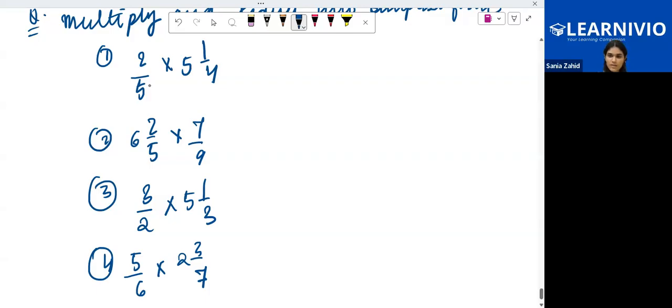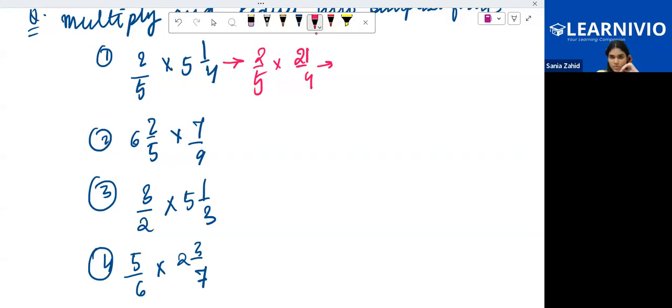Okay, what are the answers? Have Harmeen and Razan also done? Yeah, ma'am. I'm doing the third one. Okay, let's start discussing. First one, you'll have 2 into 5. What will be the improper fraction for this one? 21 by 4. Okay. And then what will you get? 21 by 7 by 2.